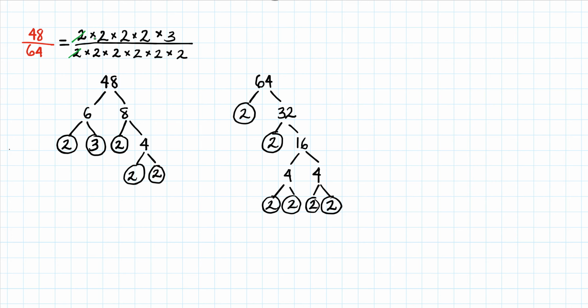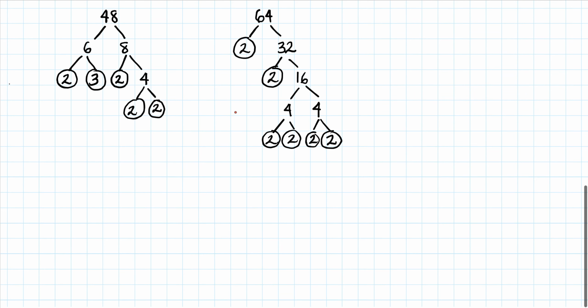2 and 2, and 2 and 2, and 2 and 2, 2 and 2. Okay, in this case I'm left with a 3 on top. So that means that is 3 over 2 times 2, which is 4. And there you go. You have simplified your fraction. Wonderful. Let's do another one.